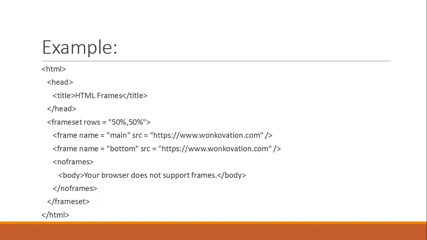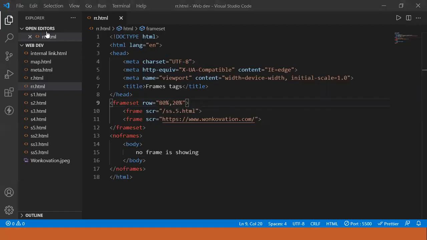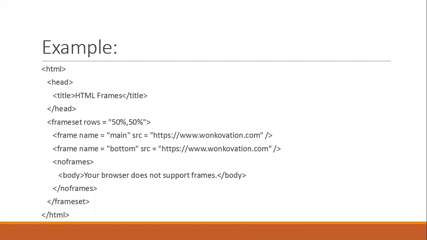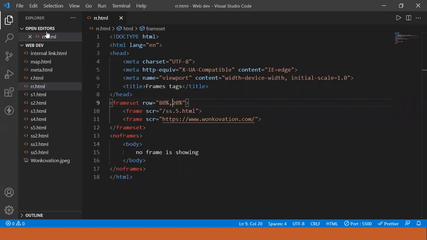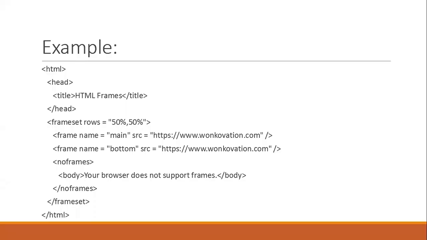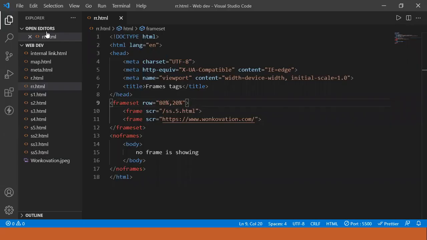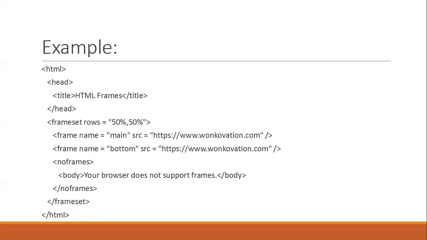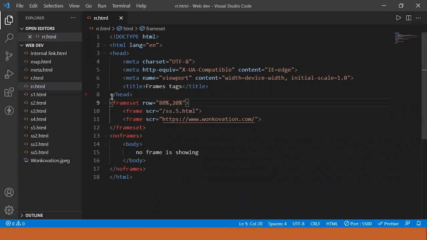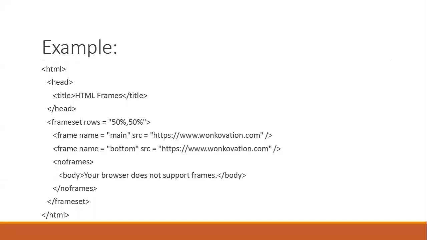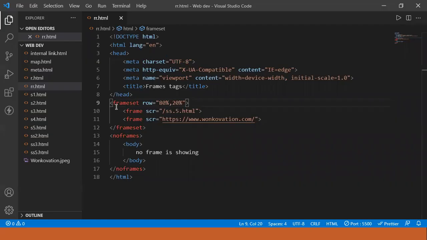So what are we mistaking over here? We have done the frameset outside, not in the head or body. We have given the values. After the frameset, we have given the frame name. Should we give the frame name? So what could be the problem? Okay, fine. There is no closing tag of the frameset.